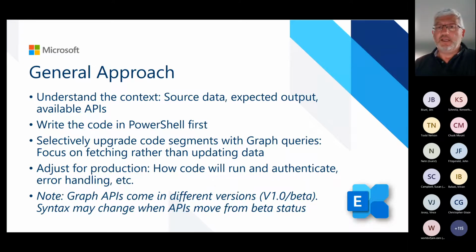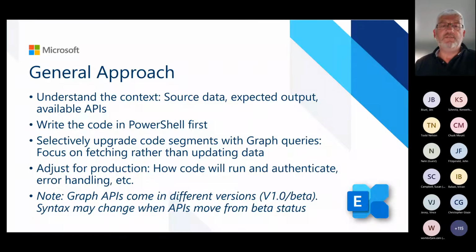Okay, the general approach I take. You have to understand the context. What's your source data, your expected output, what apps are available, what APIs are available. Then you code in PowerShell first. Get everything working. It may be slow, but it'll work. Now, sometimes PowerShell won't work, in which case you'll be forced to use the Graph straight away. But generally speaking, you can write the code first in PowerShell.